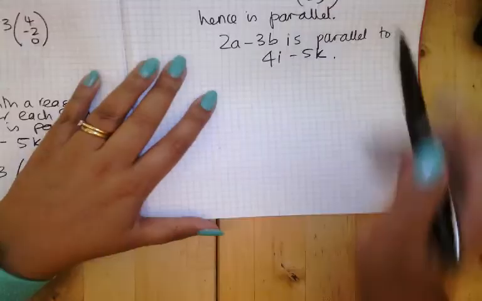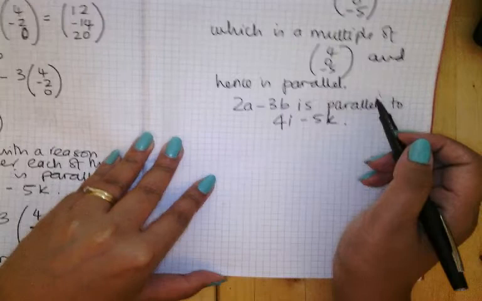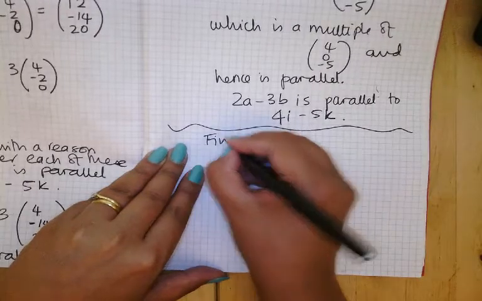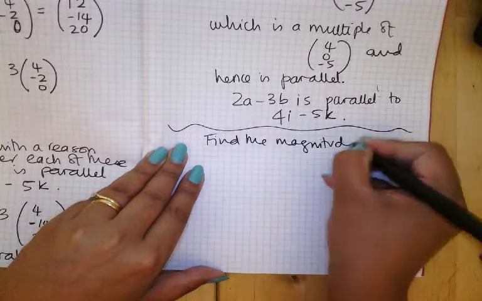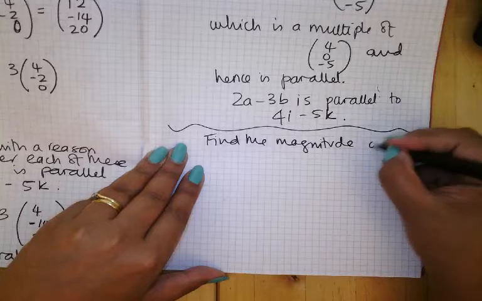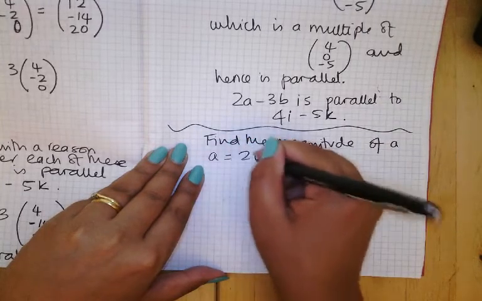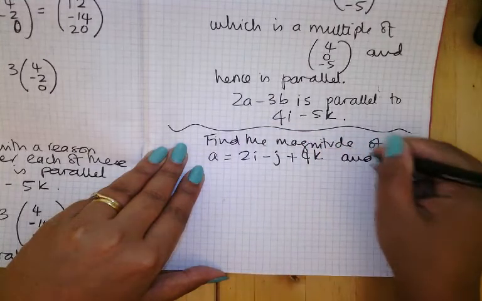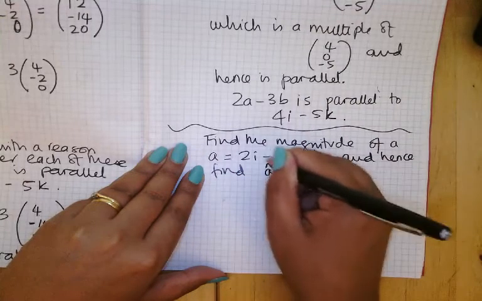The next example says find the magnitude, which just means size, of A, where A is equal to 2i minus j plus 4k, and hence find the unit vector A.